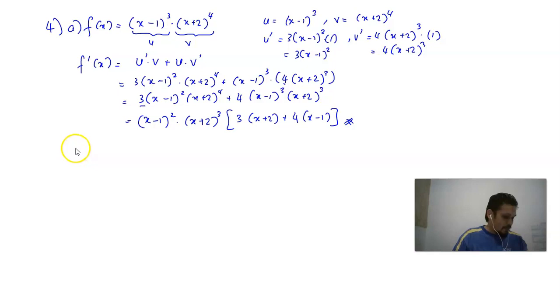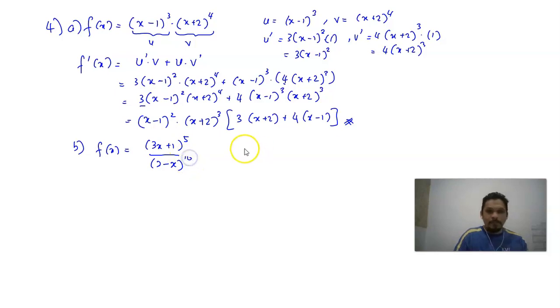Now for B. Okay, B: f(x) equals (3x + 1) to the power of 5 divided by (2 - x) to the power of 10. Okay, u equals (3x + 1) to the power of 5 and v equals (2 - x) to the power of 10.